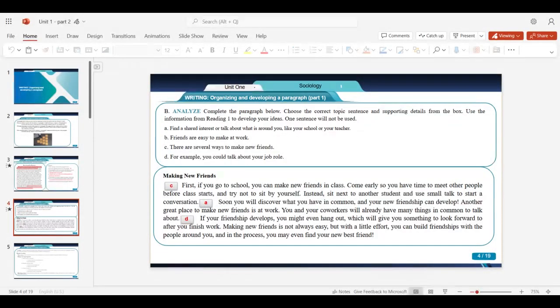Another great place to make new friends is at work. Okay, so here we discussed school. Now we are going to discuss work. You and your co-workers will already have many things in common, and to talk after you finish work. Making new friends is not always easy, but with a little effort, you can build relationships or friendships with the people around you, and in the process, you may even find your new best friend.